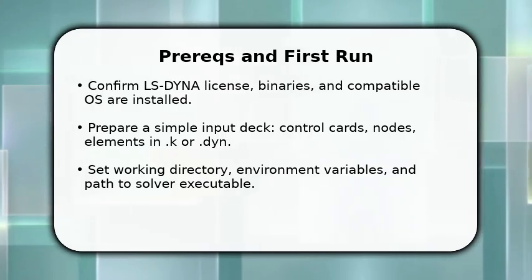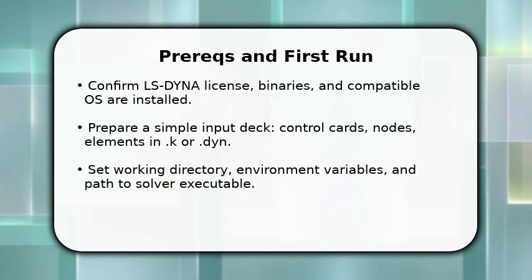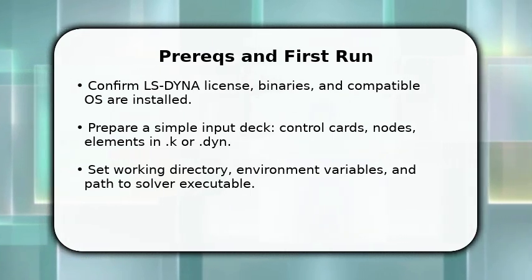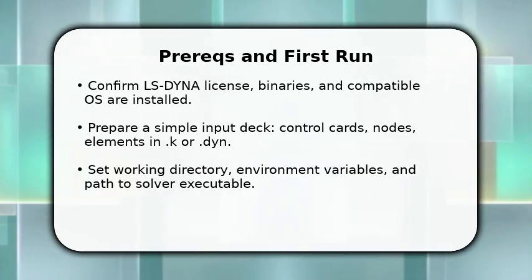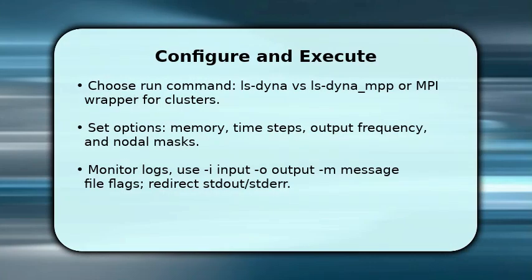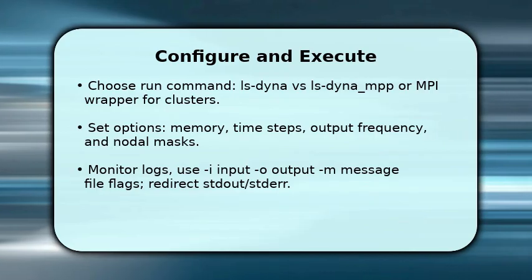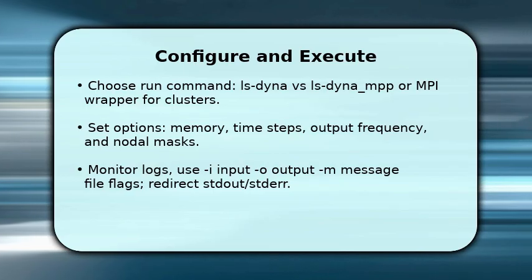Then run a quick version check to ensure the executable runs and the license checks out before launching any heavy analyses. Now configure execution parameters. Pick the correct binary for your hardware, single process or MPP for distributed runs, and set memory and thread limits. Prepare the command line using flags like I for input, O for results, and M for the message log, and add any MPI launcher if running on a cluster.